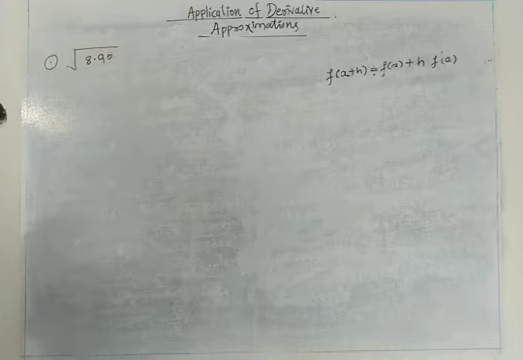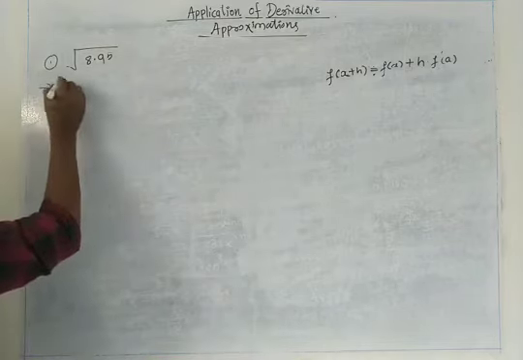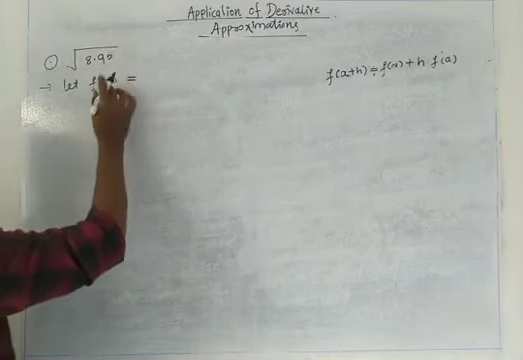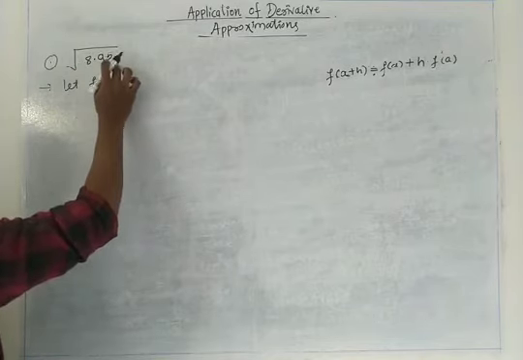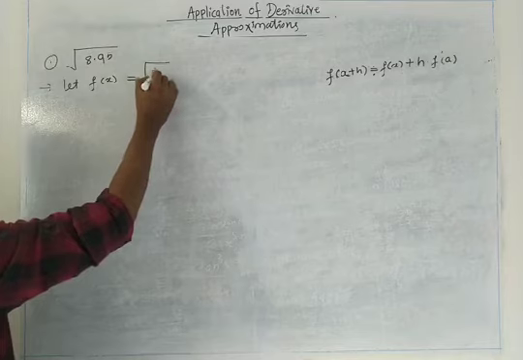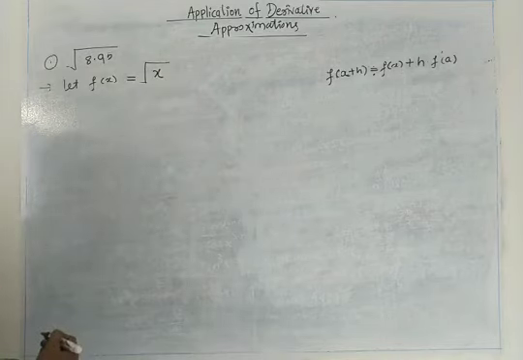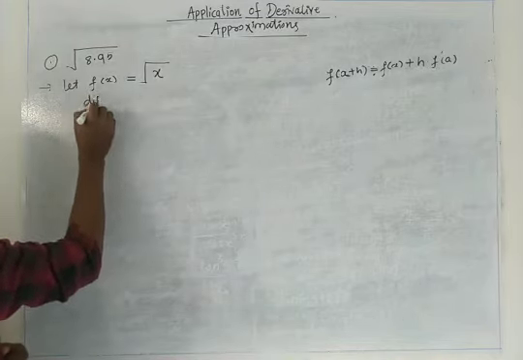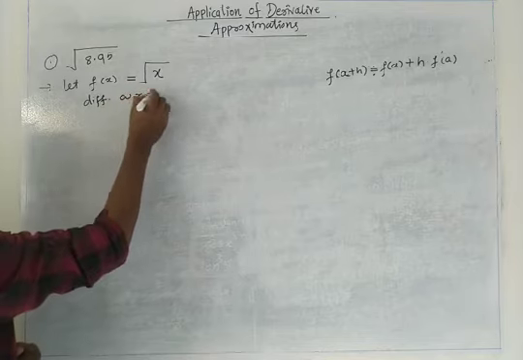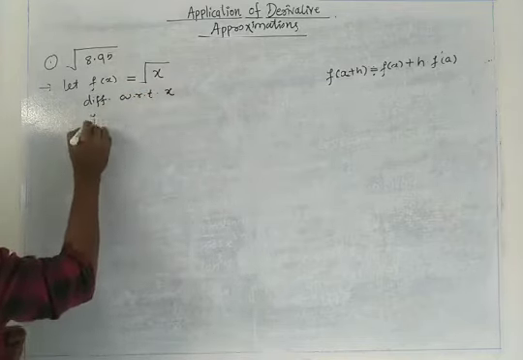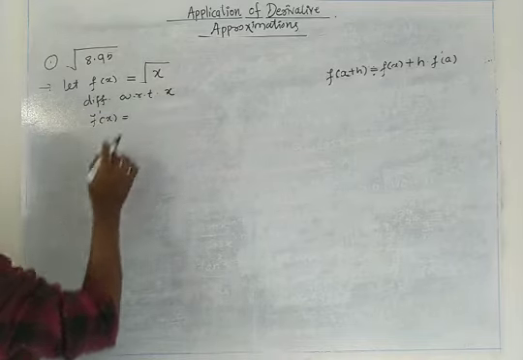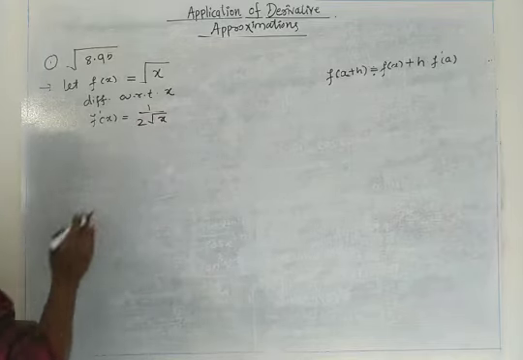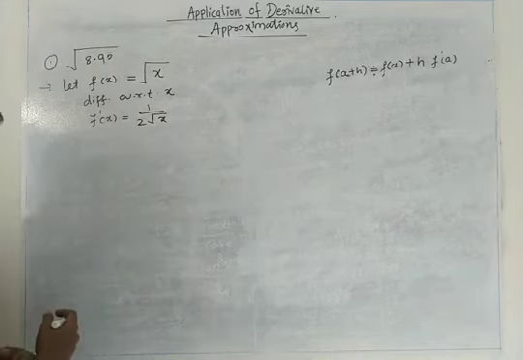So you always have to start by writing the function. Write down: let f of x be equal to root x, where we take x as a variable and the value of x is 8.95. So we get the function under root x. Once you have the function, start by finding the first derivative. Differentiate with respect to x. We get f dash of x is equal to d by dx of root x, and the formula for the derivative of root x is 1 upon 2 root x.